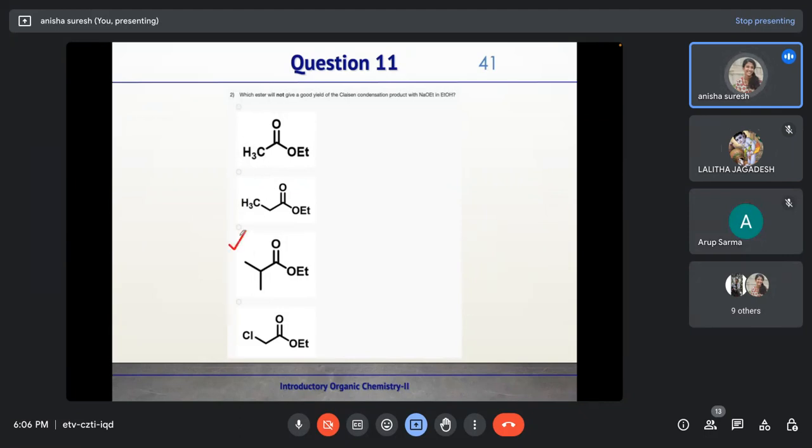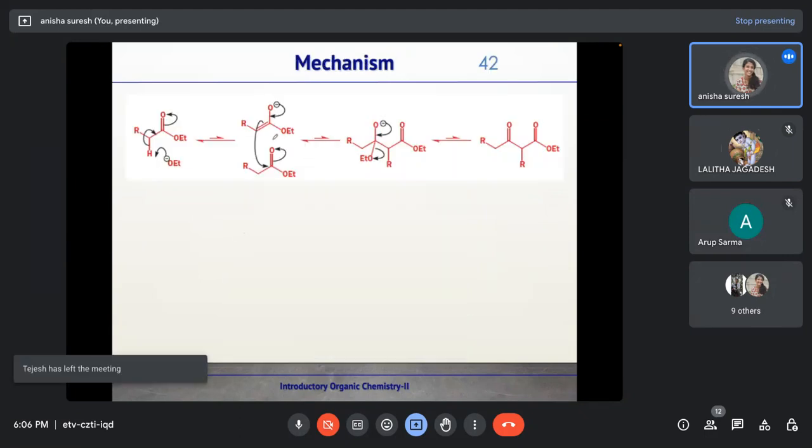We will see why. Because this is the mechanism for Claisen condensation reaction. So the proton will be abstracted. It will give rise to this enolate. This will come back. It will attack on this carbonyl carbon, give rise to this tetrahedral intermediate. And once it collapses, this OEt minus will be removed. So all these steps are reversible steps.